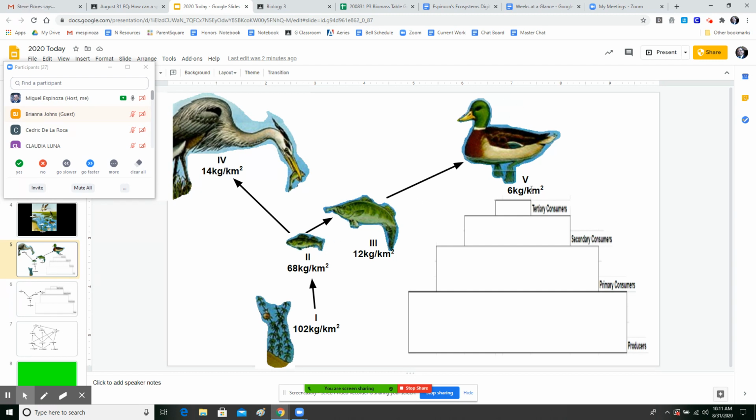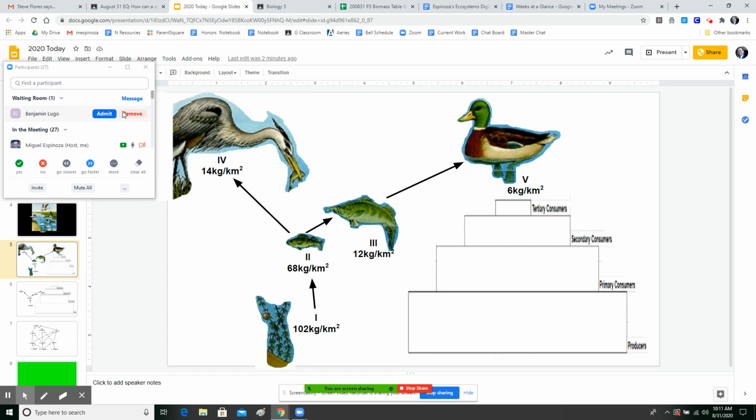And over here, the one with the lowest energy is the tertiary consumer, right? So this is our primary consumer. It eats the plant, primero, primary. This one is eating the primero, so he's a second. This one's eating the primary, he's a second. But this one is eating a secondary consumer, he's a tertiary consumer.